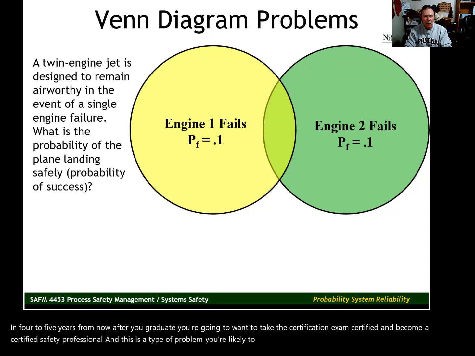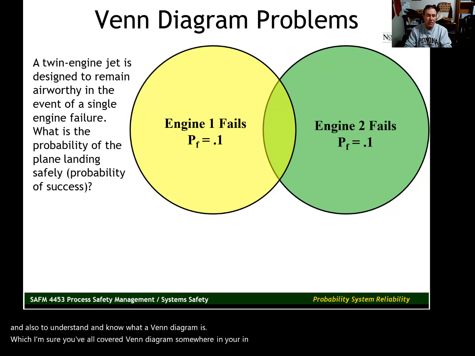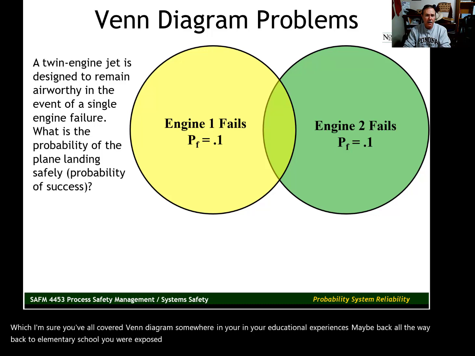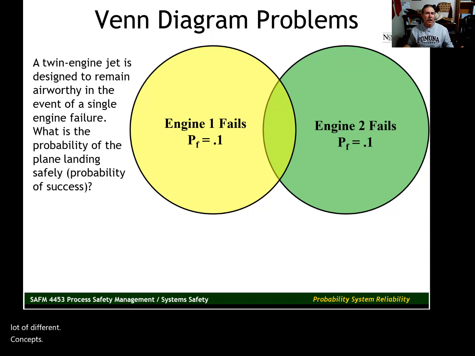This is a problem that will require you to have a basic understanding of probability, a basic understanding of the addition or the multiplication rule as it applies to probability, and also to understand what a Venn diagram is, which I'm sure you've all covered somewhere in your educational experiences. Maybe all the way back in elementary school, you were exposed to Venn diagrams. But this is a good example of a CSP problem because it's testing you on a lot of different concepts.